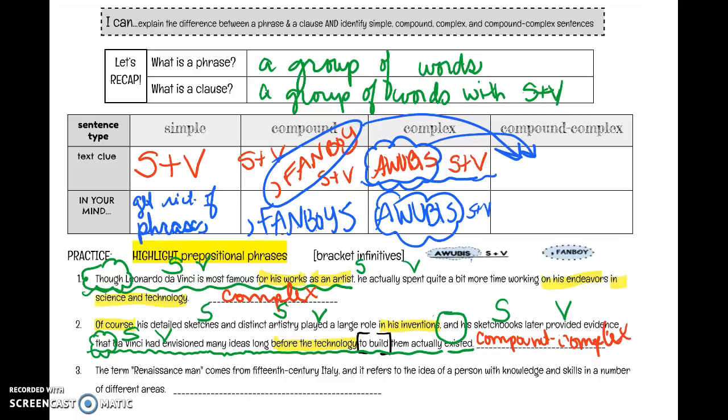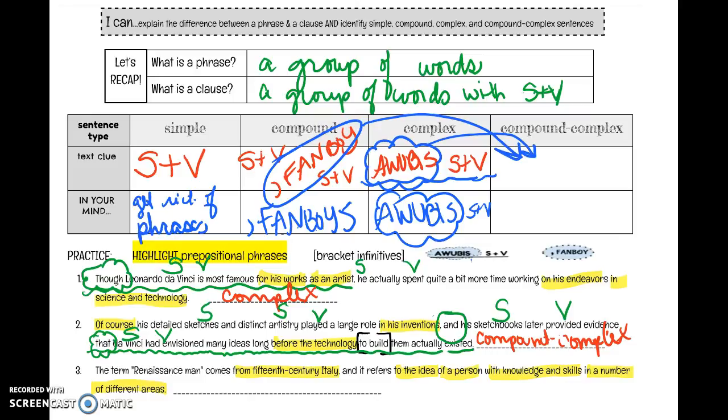And the last one. The term Renaissance man comes from 15th century Italy, and it refers to the idea of a person with knowledge and skills in a number of different areas. Getting rid of my prep phrases first: from 15th century Italy, to the idea of a person with knowledge and skills in a number of different areas. Look how much of that sentence I can get rid of. More than half of that sentence is prepositional phrases, and I don't have to worry about them doing anything else. They have already done their job, so we're going to ignore them.